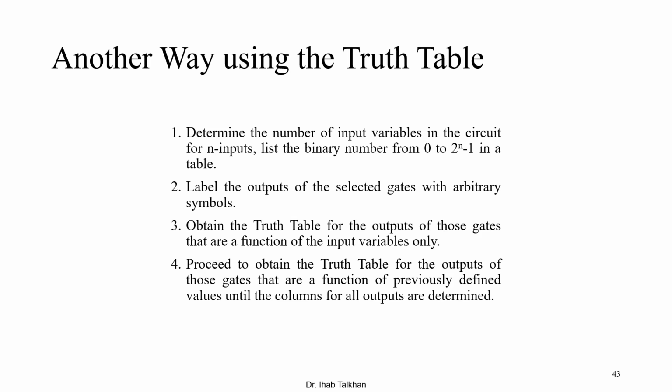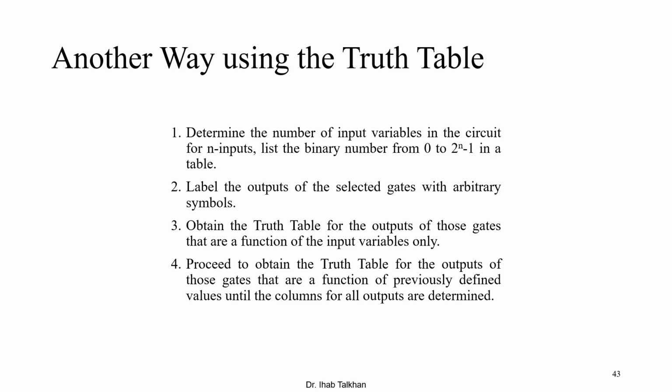Second step, you label all the outputs of the selected gates with arbitrary symbols, and this is what you did in the last two or three slides. And then you obtain the truth table for the outputs of those gates that are functions of the input variables only, and after that you proceed to obtain the truth table for the outputs of those gates that are functions of the previously defined values, until the columns for all outputs are determined. These are the steps in order to solve with the truth table, but I'm going to apply it in the next slide to the example we mentioned before, which we solved by equation.